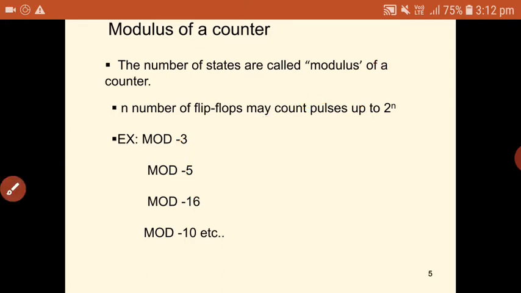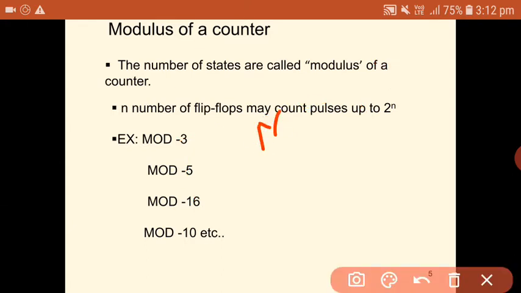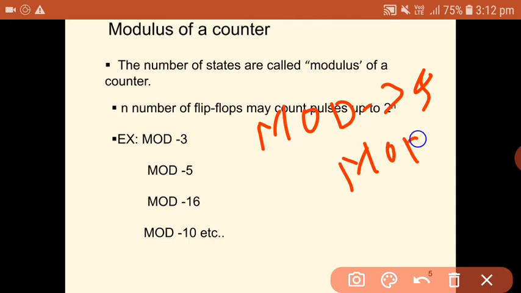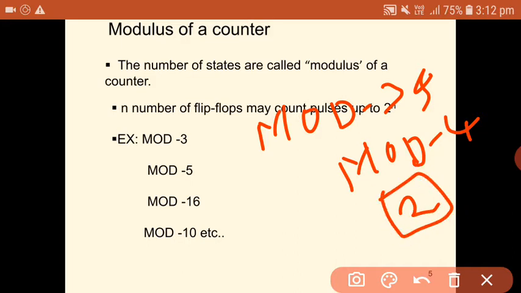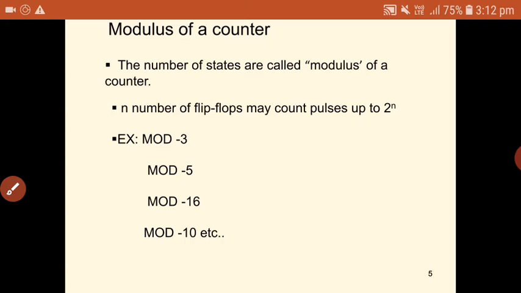Similarly, for mod 3 and mod 4 counters, you need 2 flip-flops. Okay, so that is nothing but the modulus of a counter.